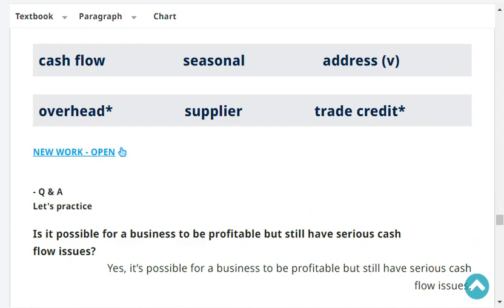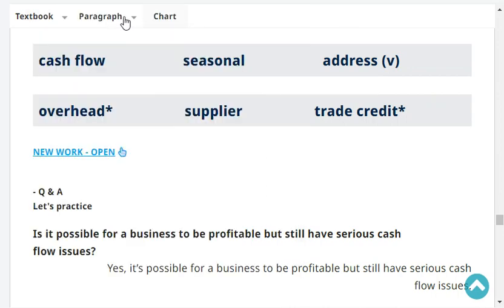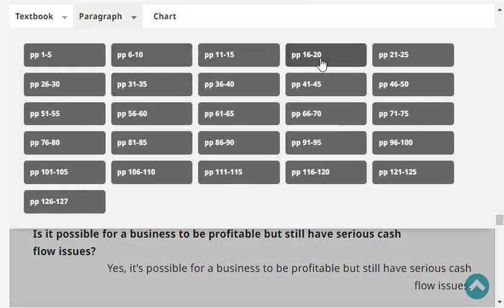Okay, so now let's move on to your reading. All right. Very good. Okay, so our reading, the last stage, page 19, last headword was interest rate.